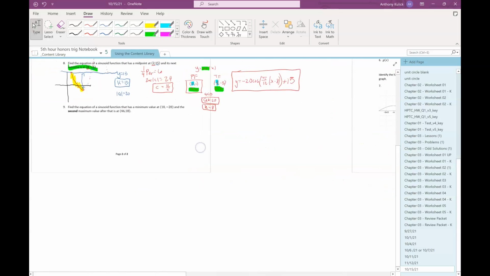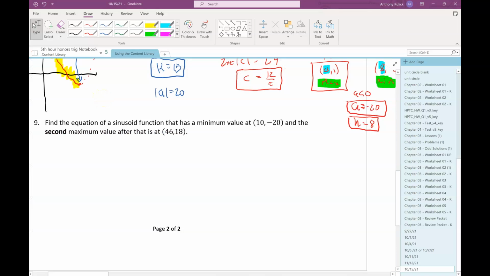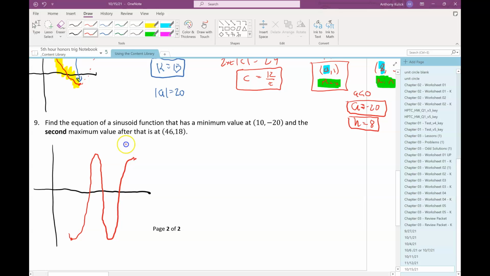Over here, I think. Okay. So again, I'm going to start just by sketching a picture. So I have 10, negative 20, and then 46, 18. And we're told that that's a minimum, and that is the second maximum after it. So I'm going to have a maximum, and then another minimum, and then up to there.